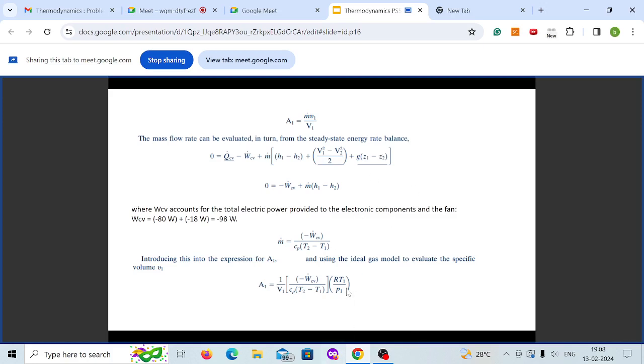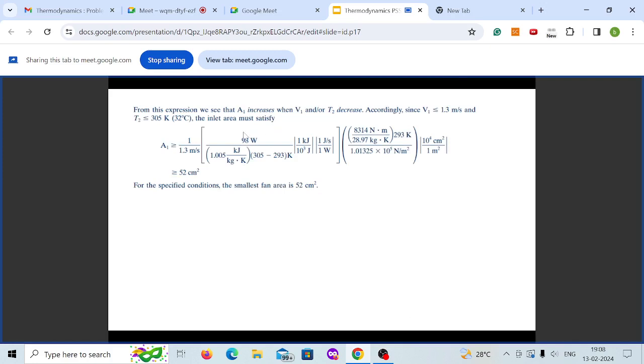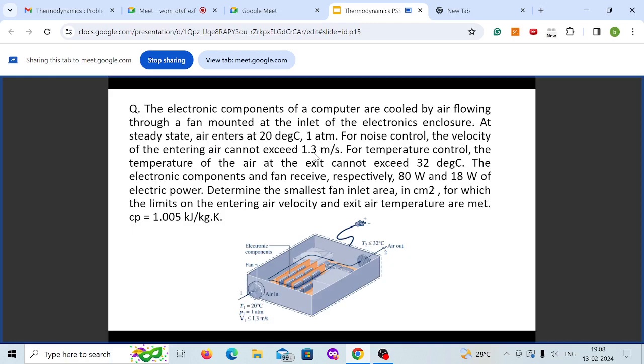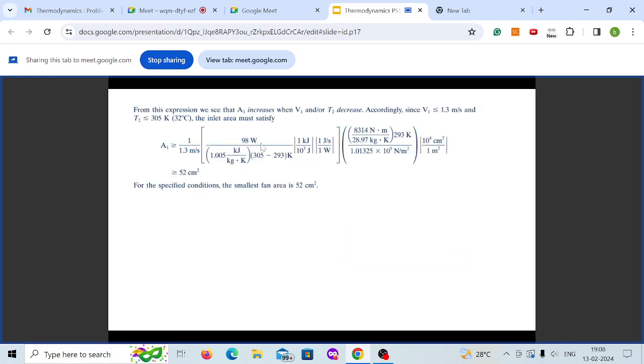So you substitute R, temperature and pressure, and find out the area. We know the velocity, so the limiting case is 1.3 meters per second, and your work is 98 watts, Cp is 1.005, and your temperature difference: inlet is 20 degrees Celsius, so 273 plus 20, 293, and exit is 32, so 273 plus 32, so 305.